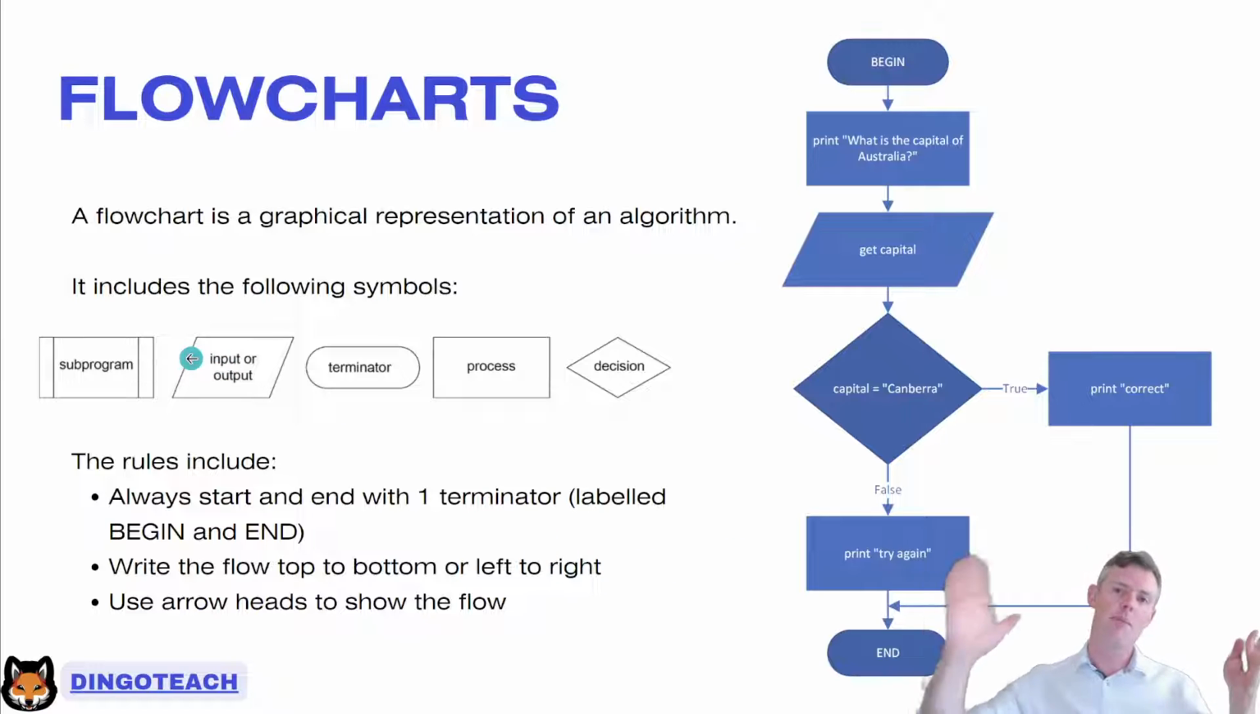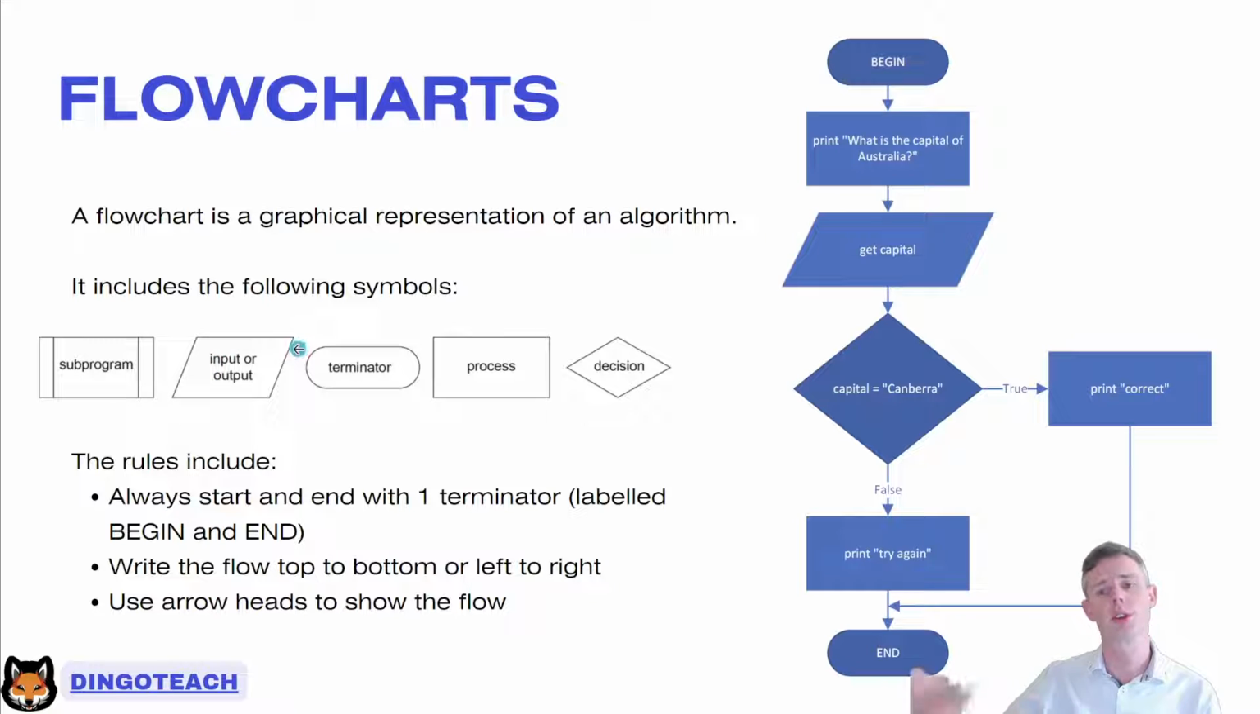If you've got a parallelogram, you've got that slanted rectangle, that means an input or an output. In this case, we're just using it for an input. So get capital just here. We're getting something from the user. The diamonds represent decisions or yes and no questions typically. In this case, we've got, is the capital equal to Canberra, true or false? You don't have to write the word is if you don't want to, because it's insinuated by the diamond shape.